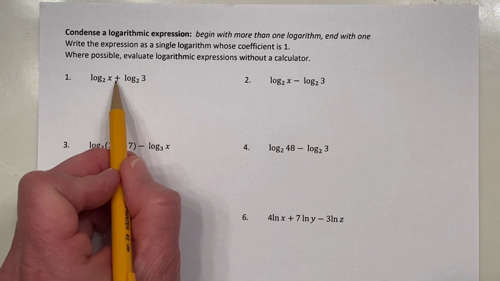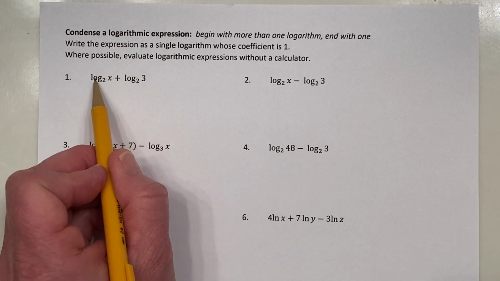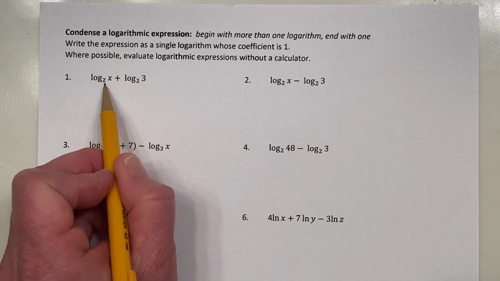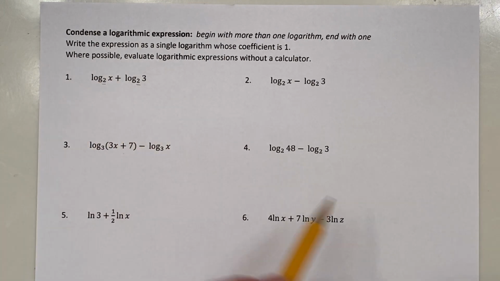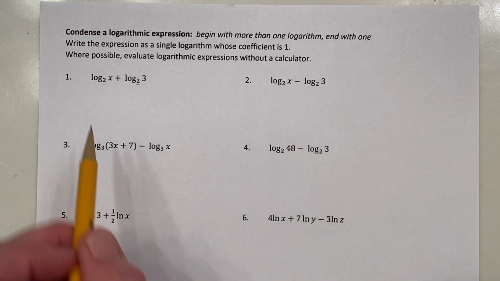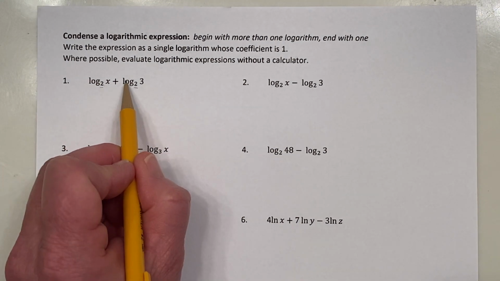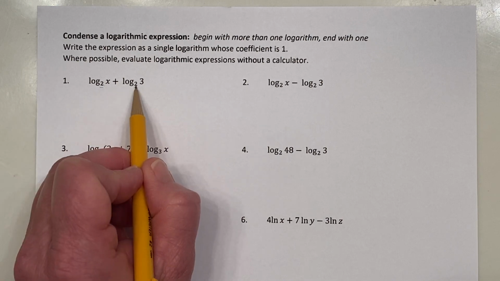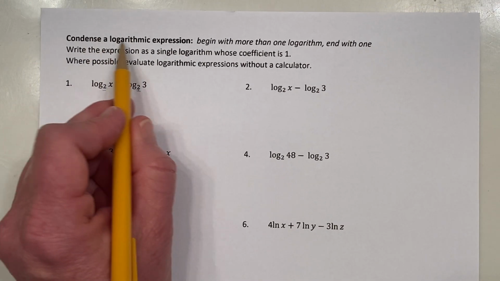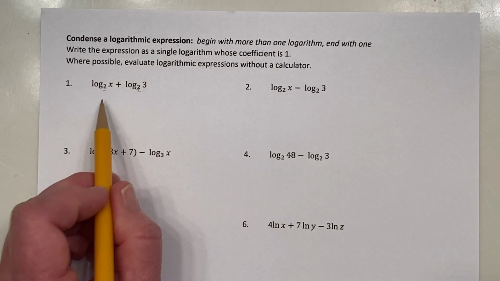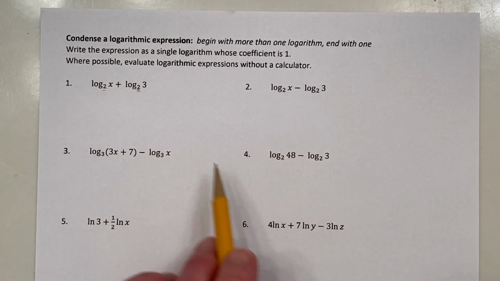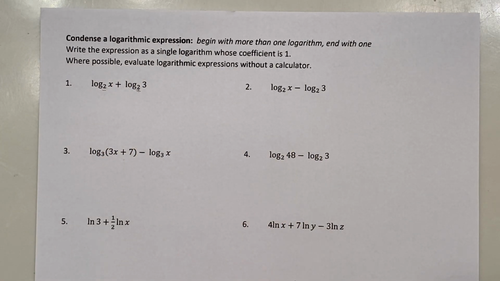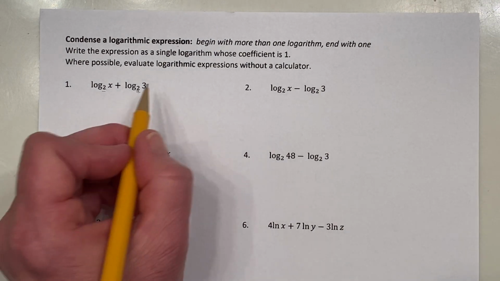So number 1, I see that I have a sum, so I'm going to go back to a product. And that's because I have the same base that I can use these properties. I want to make sure and point out that if this was log base 2 and this was log base 5, I couldn't use these properties. I've got to have the same base. So if you're asked to condense a log expression, it should be that the bases on all the multiple log terms are the same. If not, it's probably a typo.